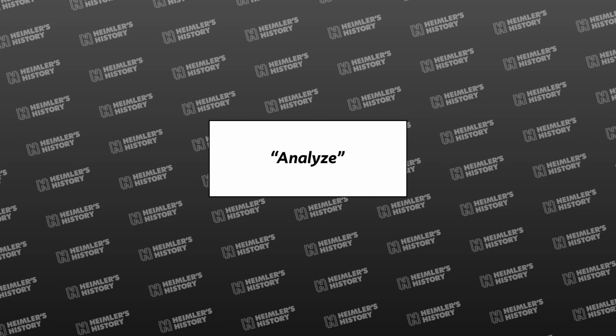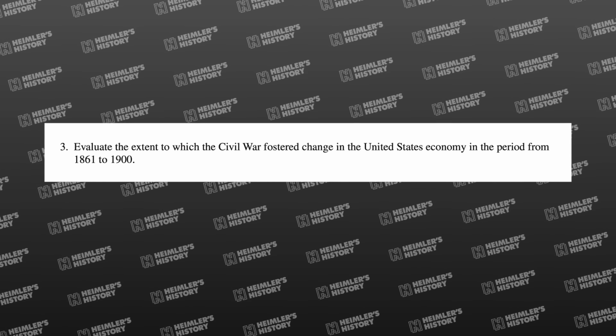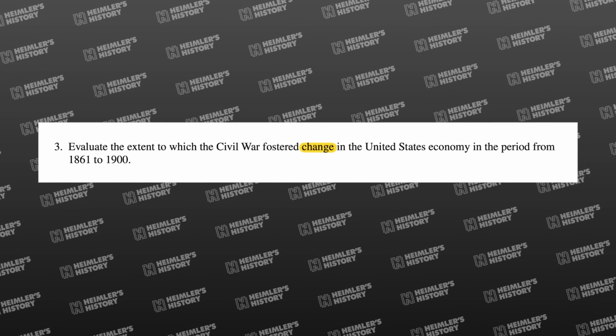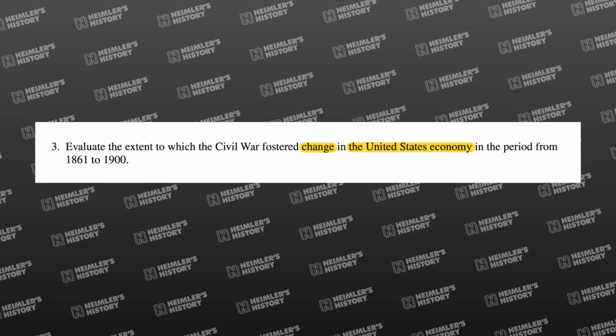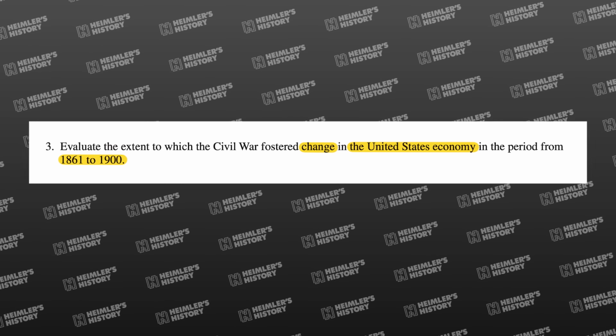But since so few people seem to actually know what it meant, they replaced analyze with clearer language, which is evaluate the extent to which. Now, I say that's clear, but some of you still have no idea what to do with a prompt like that, so let me see if I can explain it with an LEQ example from the 2018 APUSH exam. Evaluate the extent to which the Civil War fostered change in the United States economy in the period from 1861 to 1900. Okay, so first notice the historical thinking skill they're asking you to write about. Change. Change in what? The United States economy. Okay, so we're looking at change in the US economy, but when? 1861 to 1900.